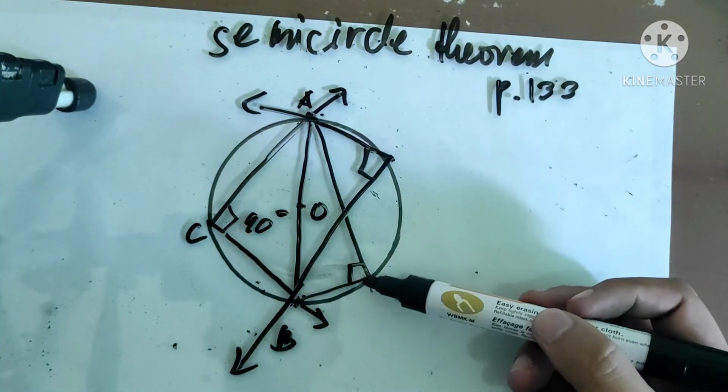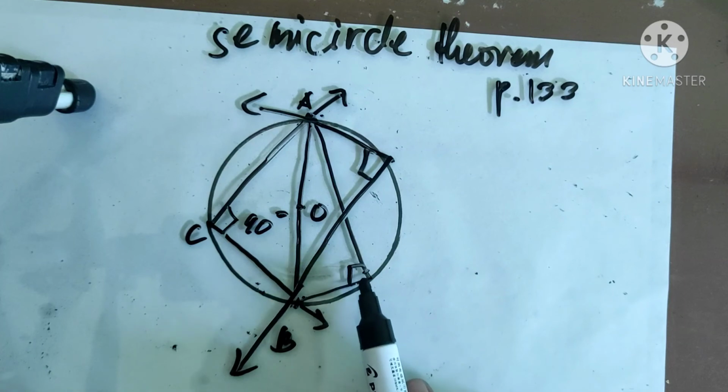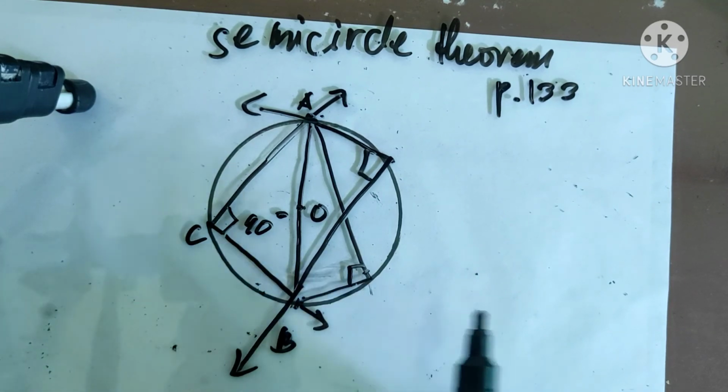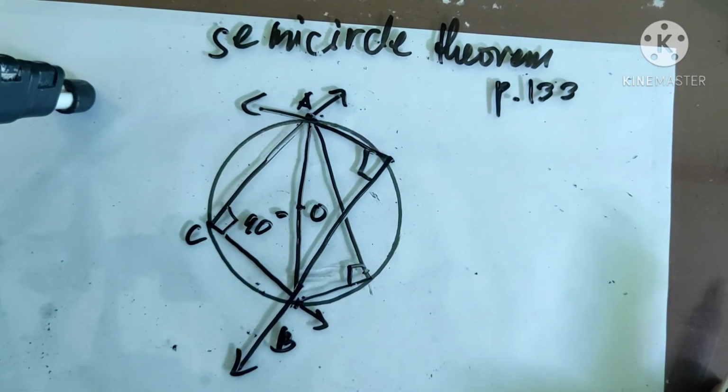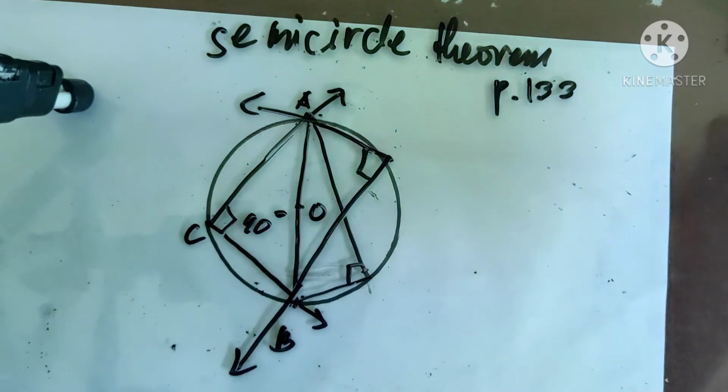So, itong box na to, sa intersection ng ating dalawang rays is what we call the 90 degrees. Indication yan na yung degree na given is 90 degrees. So, that is our semicircle theorem.